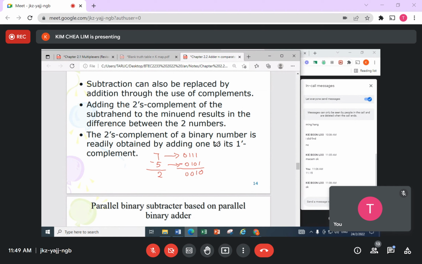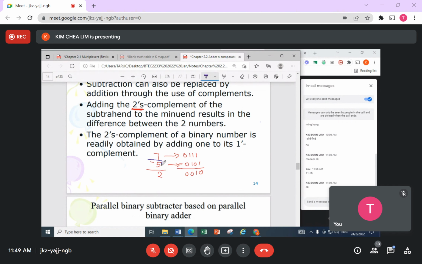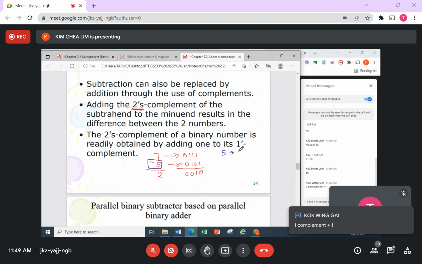Okay, besides doing it this way, I can use the 2's complement. Then I do addition instead of subtraction. What does it mean by 2's complement here? This is minus 5. So with this minus 5, of course, I convert 5 first to 0101. All right, then I find the complement of it.